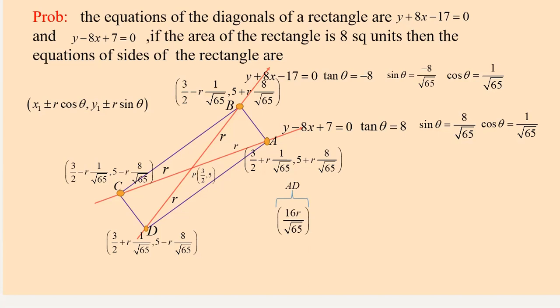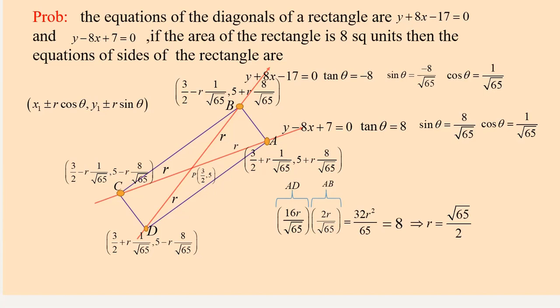And you observe the points A and B, their y coordinates are the same. Once y coordinates are the same, the difference between the x coordinates is exactly the distance AB, that is AB length is 2r by root 65. So length into breadth, that is AD into AB, is the area of the rectangle, that is 32r squared by 65. But this is given as 8 in the problem. So from this, the r value is root 65 by 2.